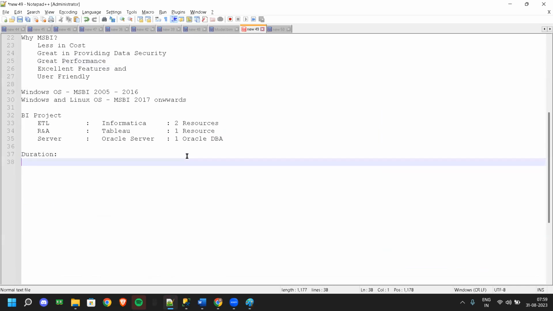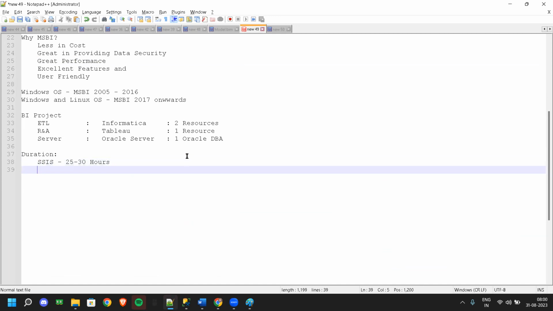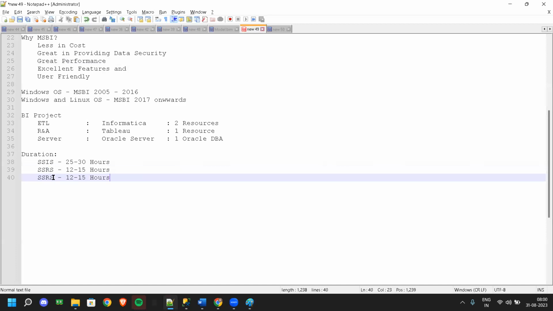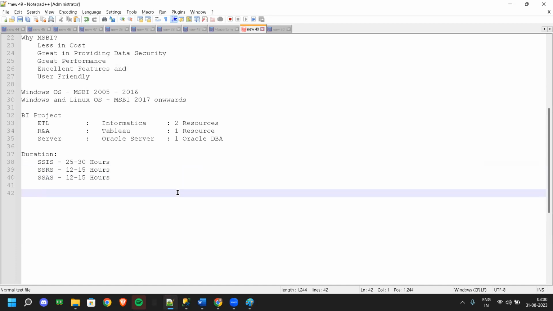Duration: for SSIS, it takes 25 to 30 hours. SSRS takes 12 to 15 hours, and the same time is taken for SSAS as well. It is around a 60-day course at max.